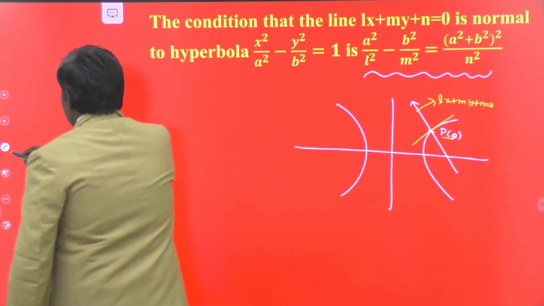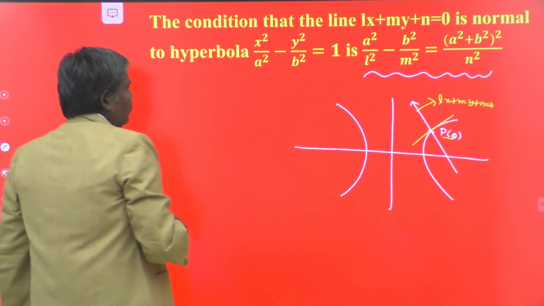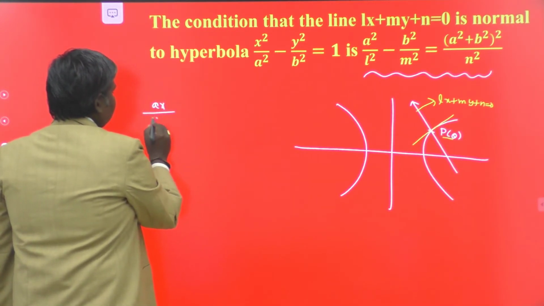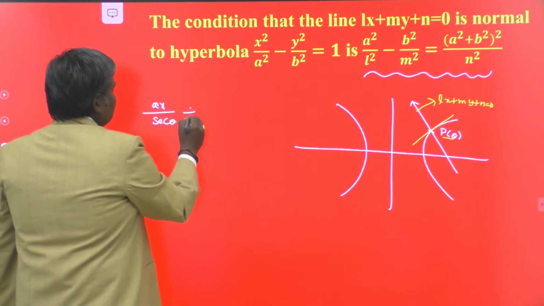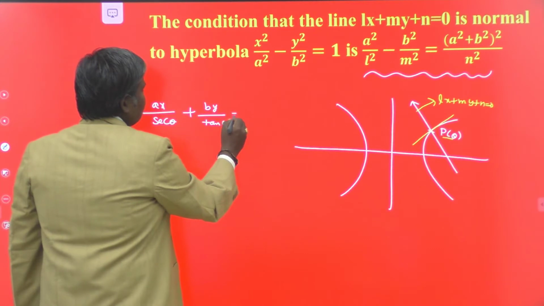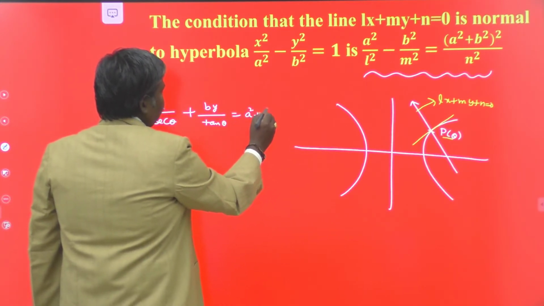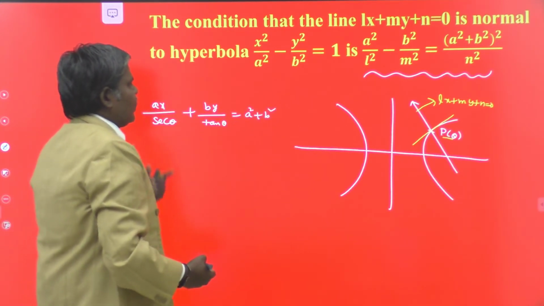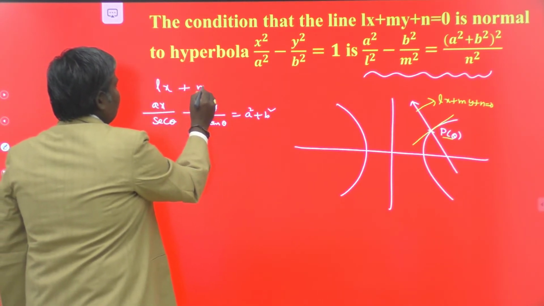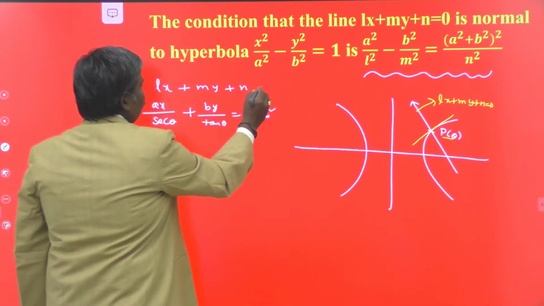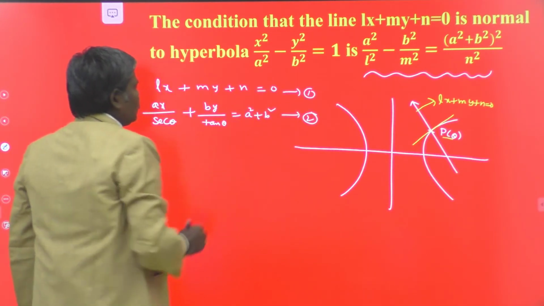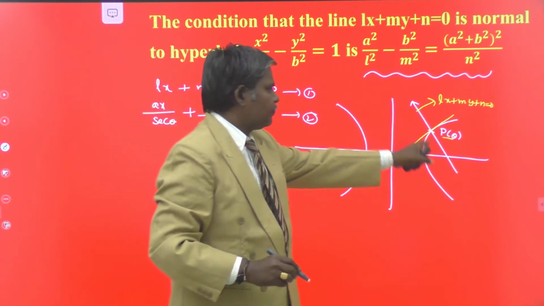But what is the equation of the normal at P(θ) to the hyperbola? It is ax/secθ + by/tanθ = a² + b². This is the equation of the normal at P(θ). Your line is Lx + my + n = 0. This is equation number 1, and this is equation number 2. Both the equations represent the same normal.